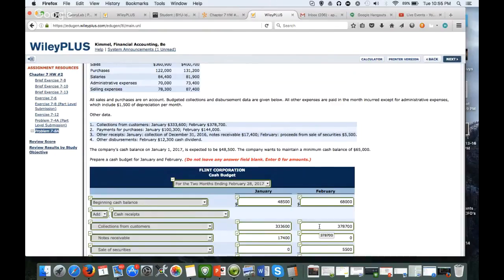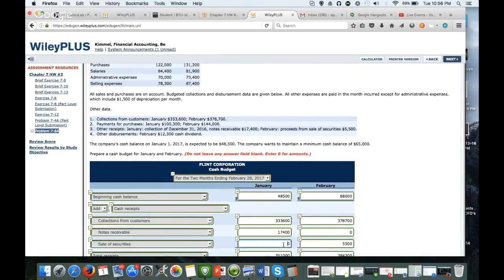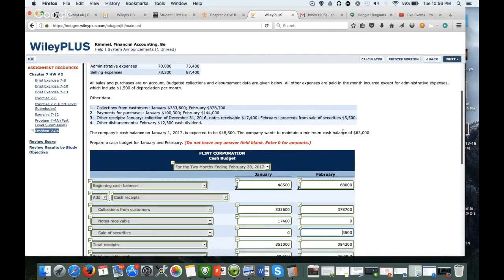Notes receivable is our next addition to the cash receipts area. In the month of January, we collect a notes receivable for 17,400. We do not collect a notes receivable in February, so that will remain 0. Next we're going to add our sales of security. This one does occur in February, not January. So again, we'll place a 0 in January and 5,500 in the February column.